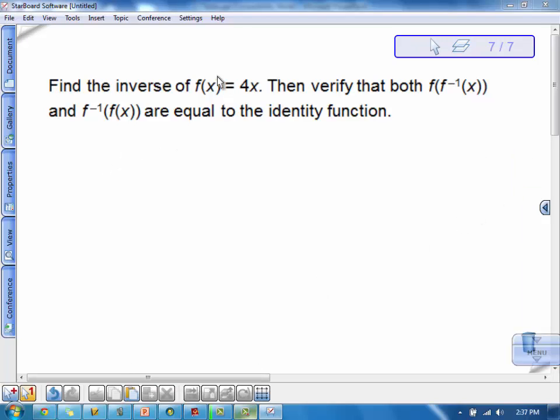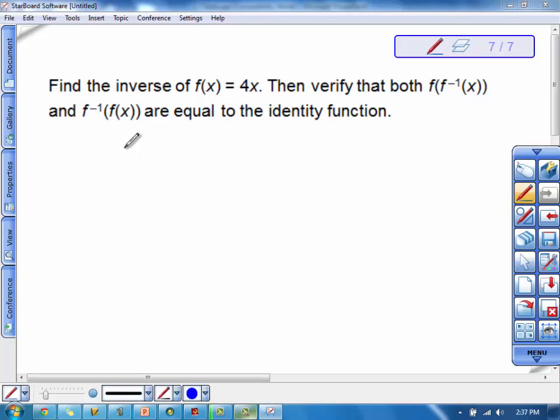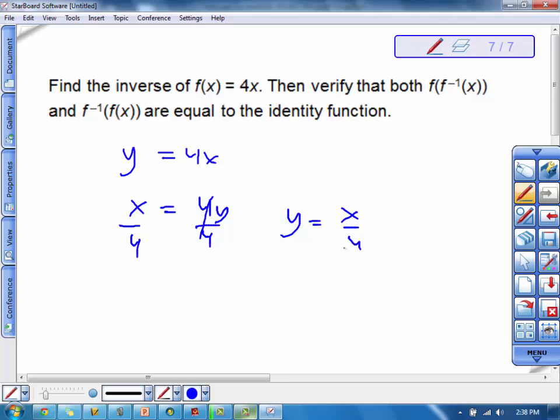So I'm going to take this original function, I'm going to call it y equals 4x, just because I like to work with y better. Now what you do to find the inverse is you switch x and y, gives you x equals 4y, you divide both sides by 4, and you get y equals x over 4. Now, I'm going to write this as f inverse of x instead of y, because that is the inverse. So this was f of x, and I switched x and y, and I got this as my inverse. Inverse is x over 4.